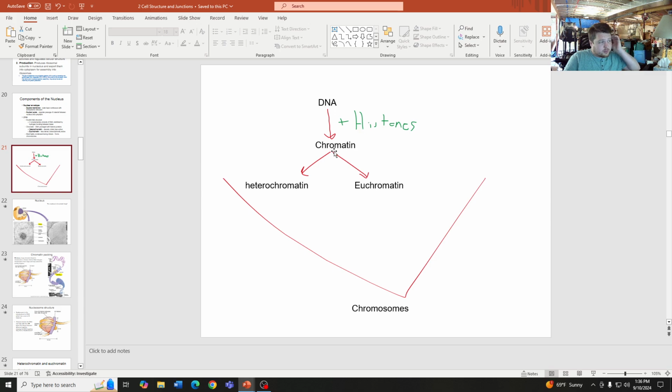So that's the flow of it. DNA is a single strand. Chromatin is once it's been packed with histones. And we can call it either heterochromatin or euchromatin, depending on how active it is. And when we super package it all, prepping for cell division, we call them chromosomes.